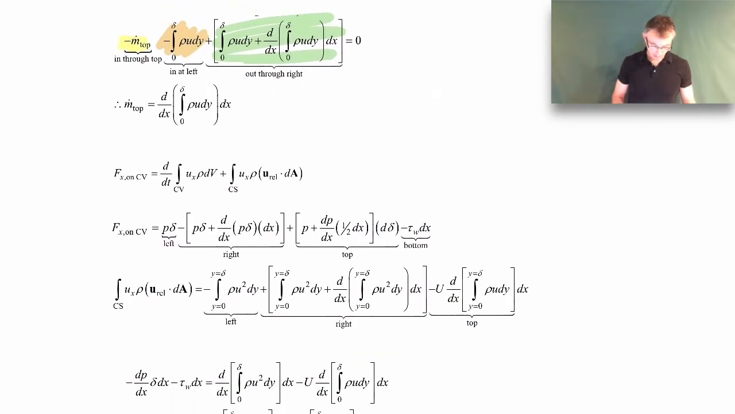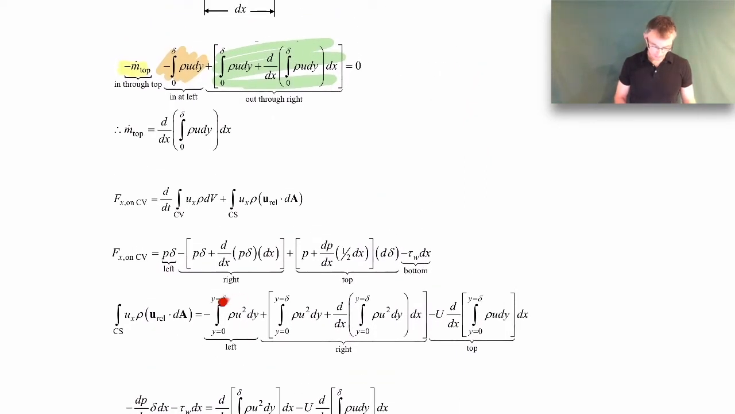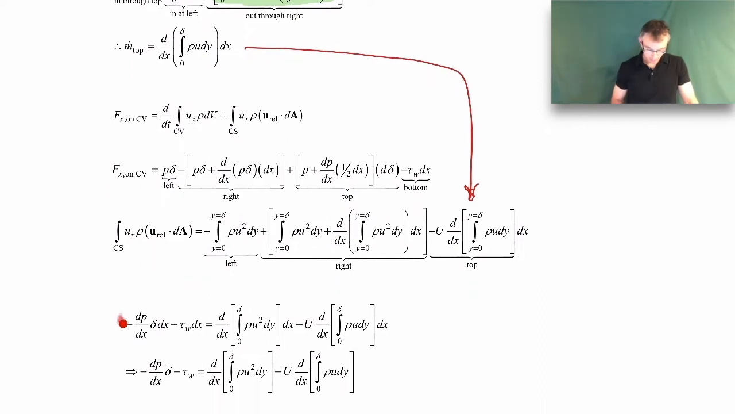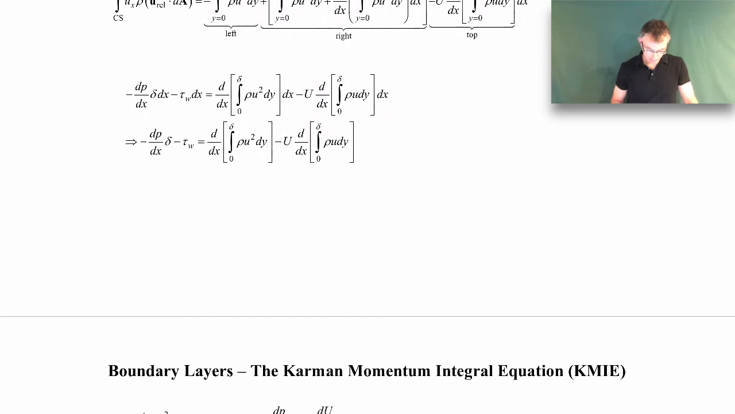And then we have our momentum fluxes. So we have the momentum flux coming in through the left, going out through the right, and then there's a momentum flux in through the top. Okay, and that in through the top is just the mass flow rate in through the top right here. That's this term. And so then we have our linear momentum equation that we can simplify. We just go through a few steps here to simplify it down.